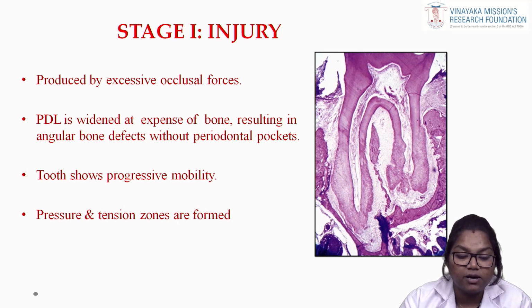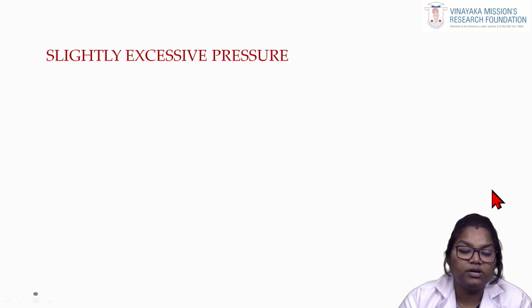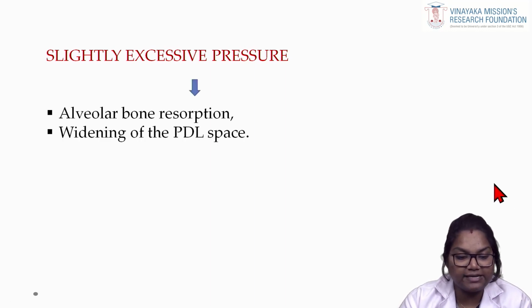Next we have your pressure and tension zones. As I have already mentioned, when there is any force directed on the tooth, we have two zones. One is your pressure zone and the next one is your tension zone. Next, with slightly excessive pressure, alveolar bone resorption is foreseen.